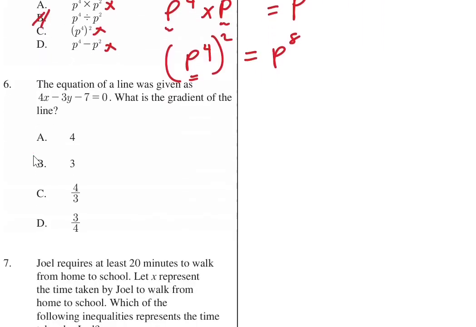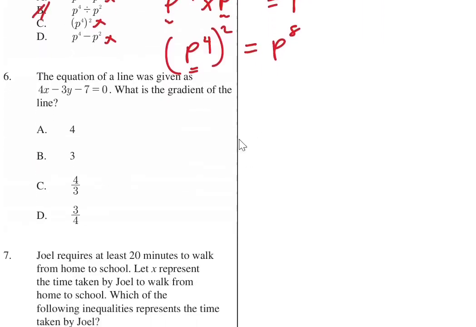We continue to number 6, a very simple question. This is grade 9 work on equations of a straight line. The equation of a line was given as 4x minus 3y minus 7 is equal to 0. What is the gradient of the line? So our work here is to arrange this equation in the form y equals mx plus c. Our work is to arrange. On the left, we have y. On the right, we have mx plus c.